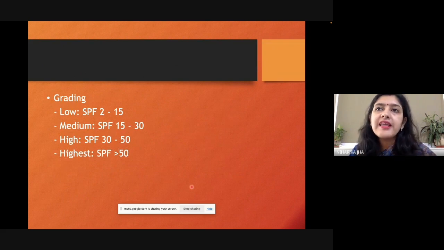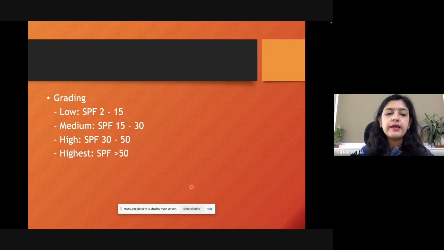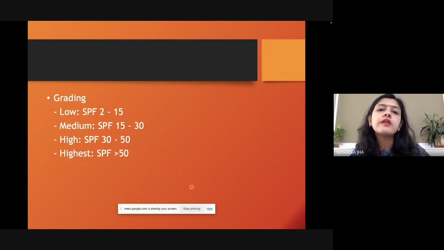Depending upon its SPF, it has been divided into low, medium, high, and highest. So high includes 30 to 50, highest includes sunscreens having SPF more than 50. But in practice, we need to prescribe a sunscreen which has a minimum SPF of 30. A sunscreen less than 30 SPF won't be as effective.